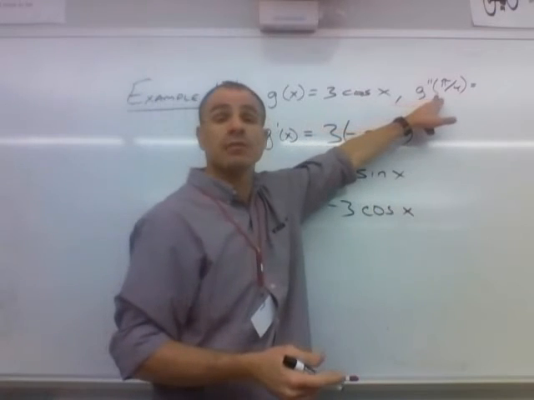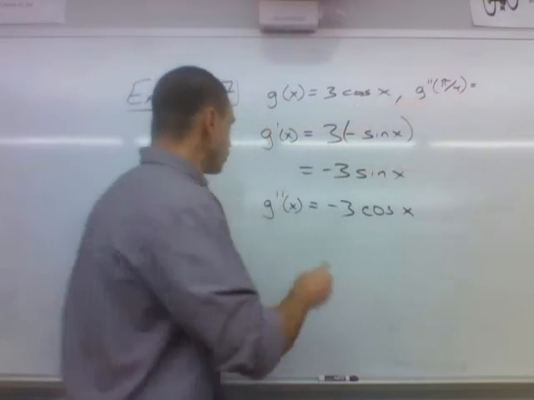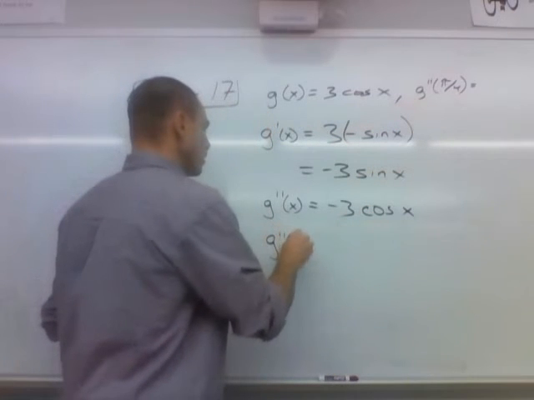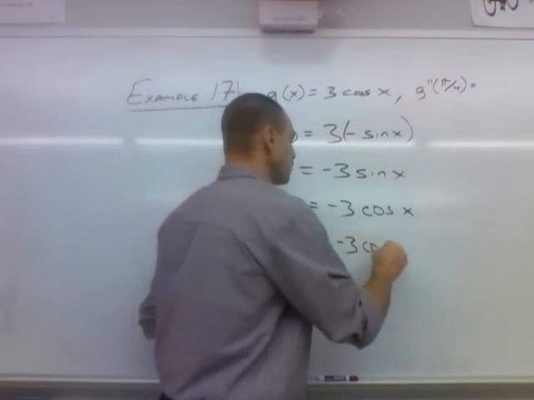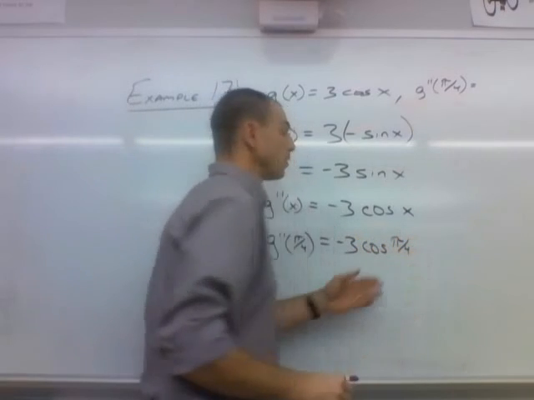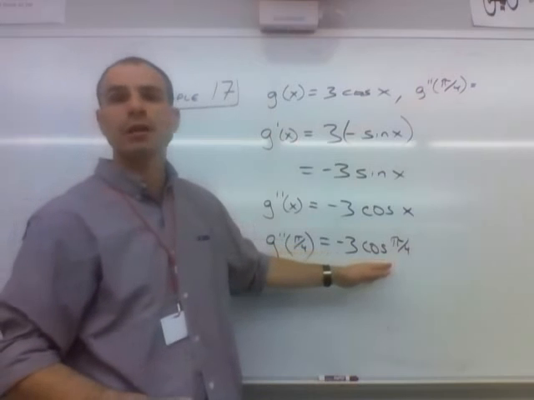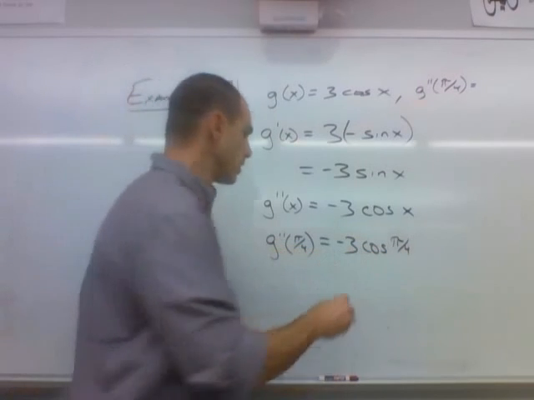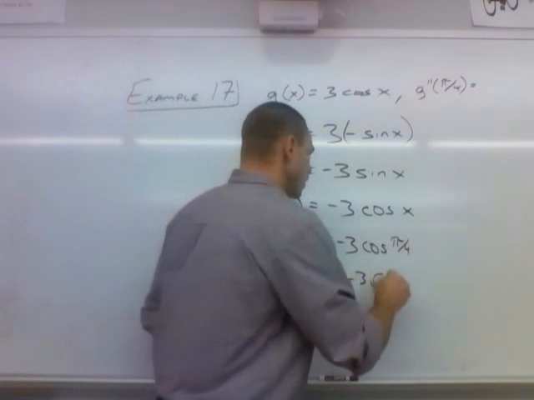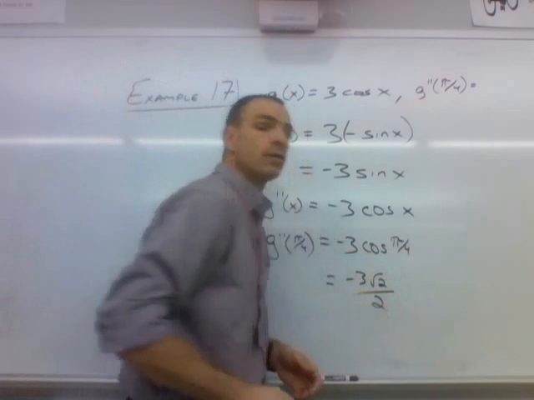Ultimately, we want the second derivative evaluated at pi over 4. So we're going to plug pi over 4 into our second derivative, which means we have negative 3 times the cosine of pi over 4. We have to go back to our common value chart for trig. Cosine of pi over 4 is the square root of 2 over 2. So this will be equal to negative 3 times the square root of 2 all over 2.